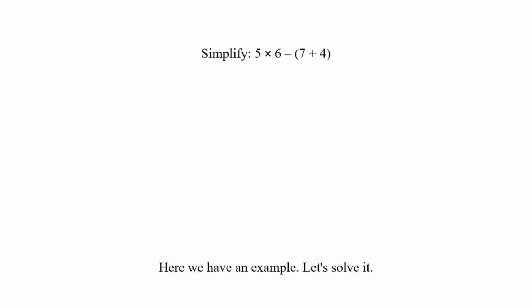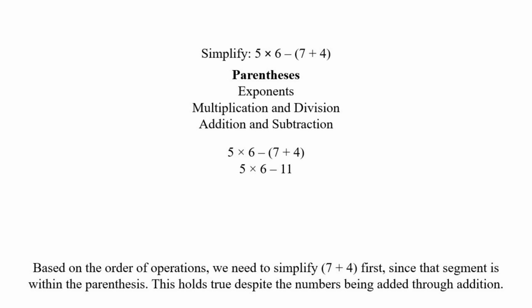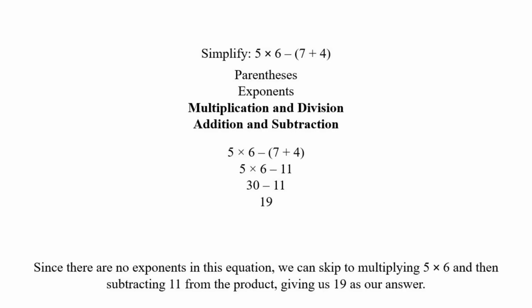Let's solve it. Based on the order of operations, we need to simplify 7 plus 4 first, since that segment is within the parentheses. This holds true despite the numbers being added through addition. Since there are no exponents in this equation, we can skip to multiplying 5 times 6 and then subtracting 11 from the product, giving us 19 as our answer.